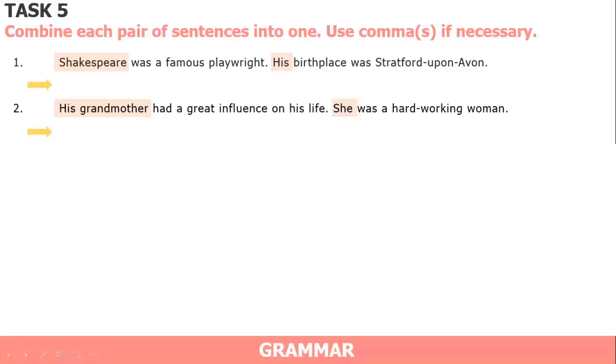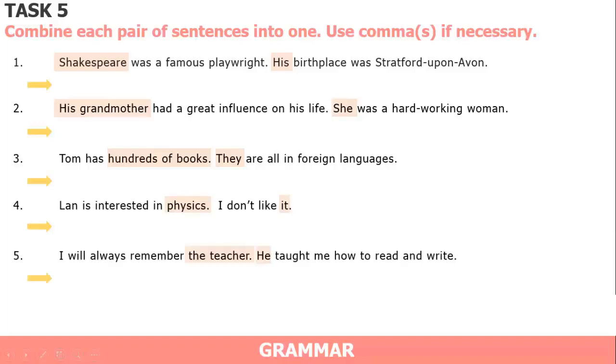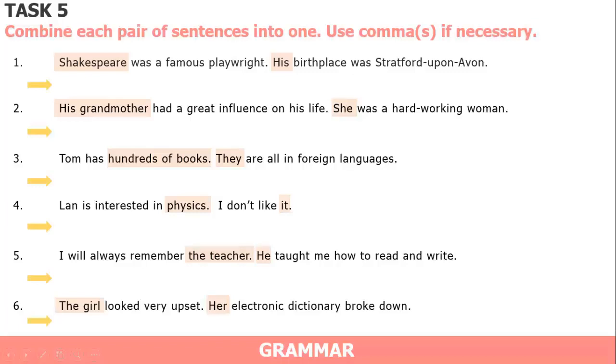Next, we underline hundreds of books and they in the third number. How about number 4? The underlined words are physics and each. The next one, we will underline the teacher and he. What about the last number? Underline the girl and her. We have underlined the necessary words or phrases. Now, 3 minutes for you to do the task.